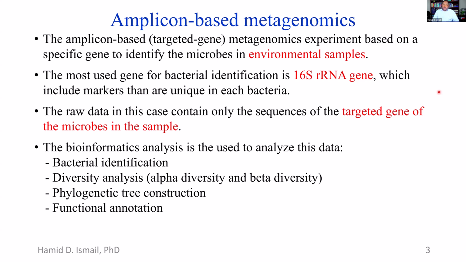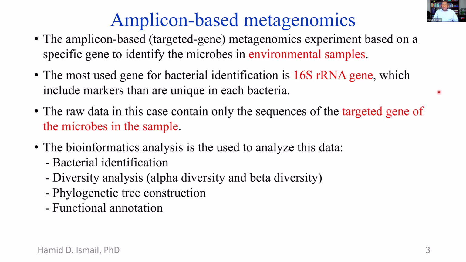So the Amplicon-based, or by the way, we call it Amplicon-based or targeted gene. The reason is that we use PCR, or polymerase chain reaction, as we discussed PCR before. We said the product of PCR we call Amplicon. Or you can also call it targeted gene, because we target a specific gene.